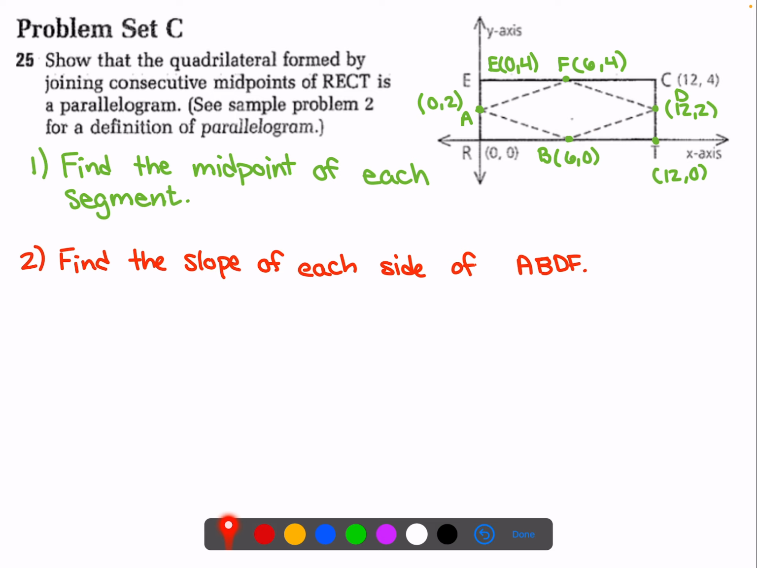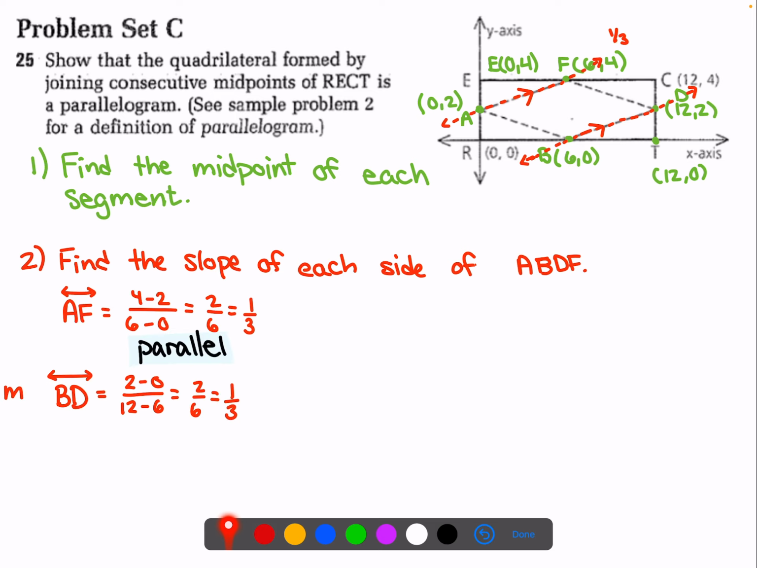So the first slope that I'm going to find is the slope of AF and the slope of BD. To do that, we use y2 minus y1 over x2 minus x1. We find out that both AF and BD have the same slope of 1/3, which means that they're parallel. If 2 lines have the same slope, they are parallel.